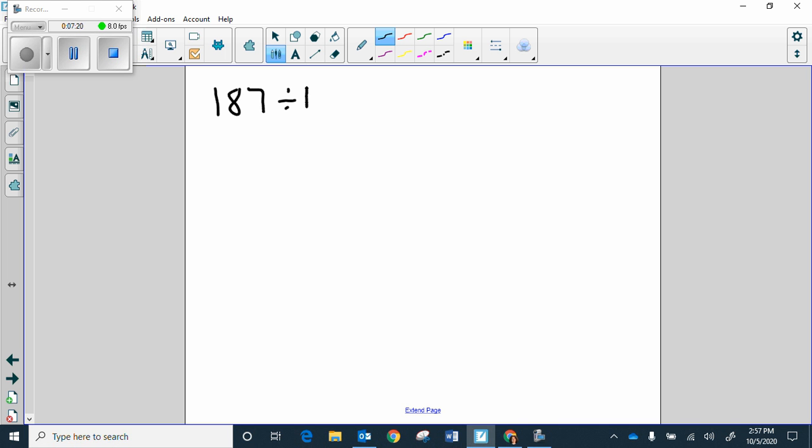187 divided by 11. Go ahead and pause the video while you work through this with your elbow partner. All right, starting out with a flat, that is 10 groups of 10. But my problem today says that I need groups of 11. Turn to your partner and tell them how you would represent 10 groups of 11.